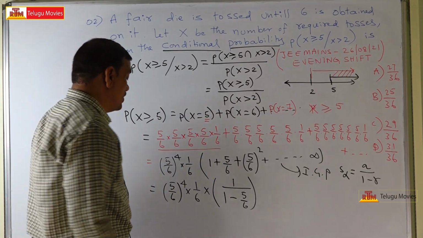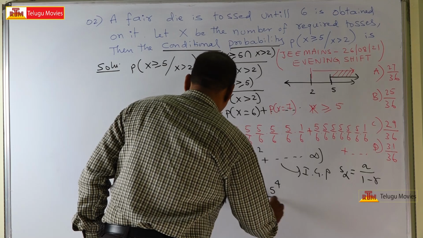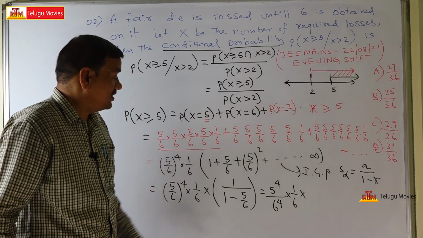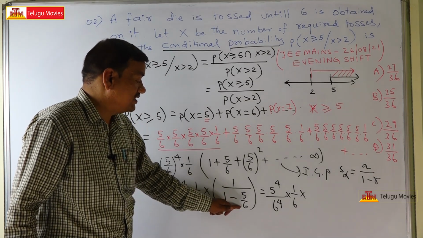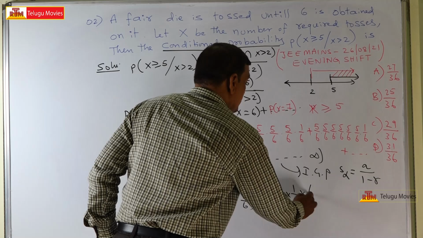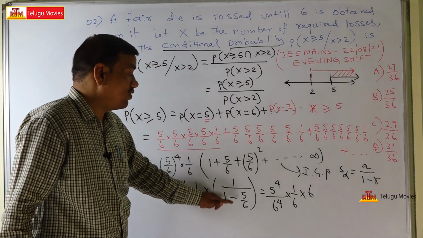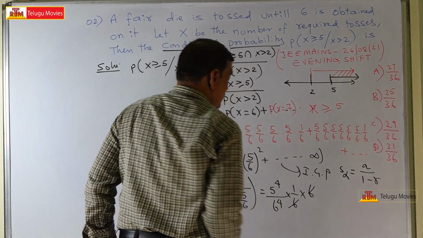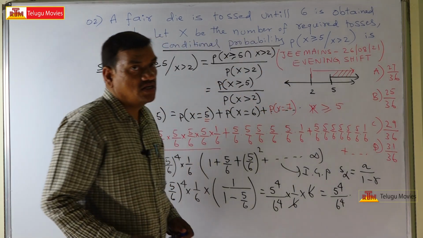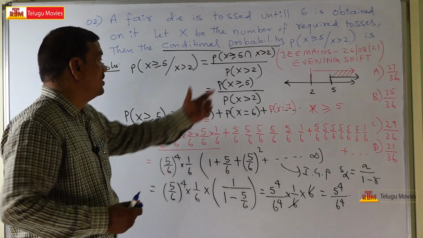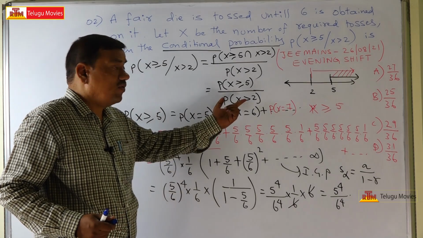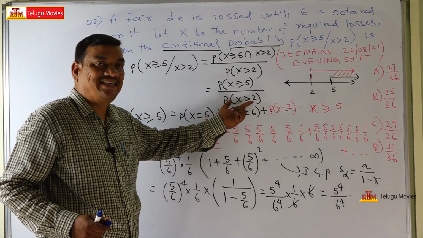Let us calculate this value. This is 5 by 6 whole power 4 into 1 by 6 into 1 upon 1 minus 5 by 6, which is 1 upon 1 by 6, which is 6. So the 6 will cancel, and our value is 5 by 6 whole power 4. So first we found the numerator value, probability of x greater than or equal to 5. Now let us find the value of probability of x greater than 2.